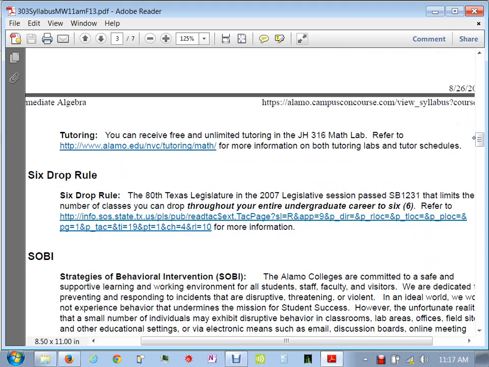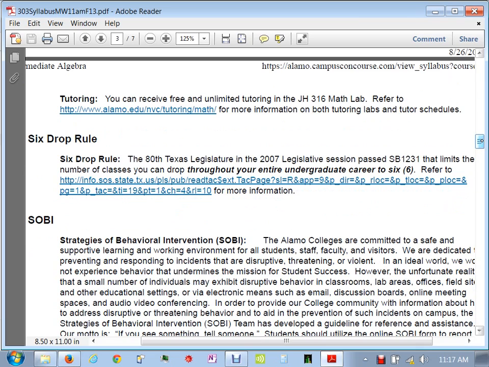Tutoring. Right across the hall, I already said, you have that lab you have to go to, but that's also just an open lab you can go to for tutoring anytime. Even if you get past this class into college algebra, if you're taking more than that, you can always go to that lab. Six drop rule. I have to have that in legally.